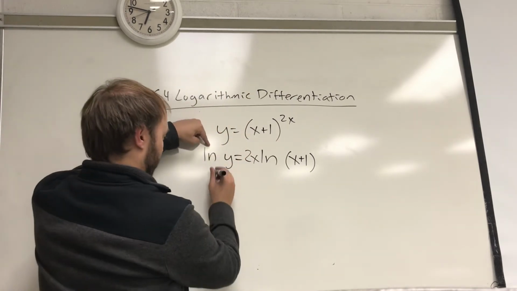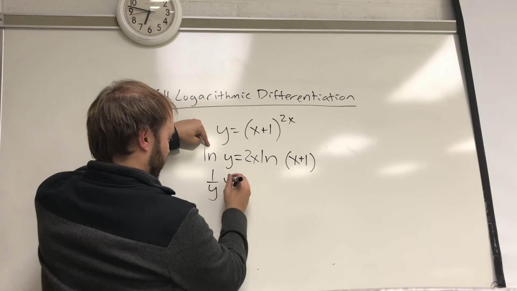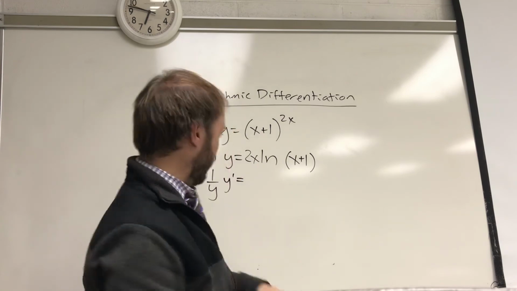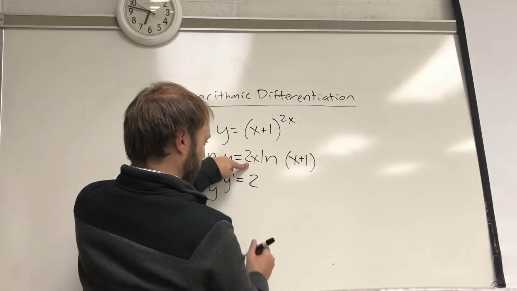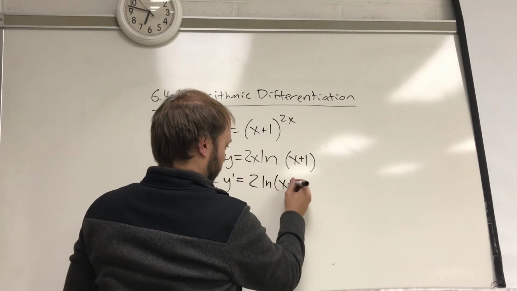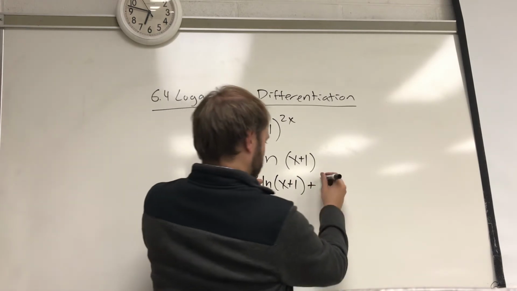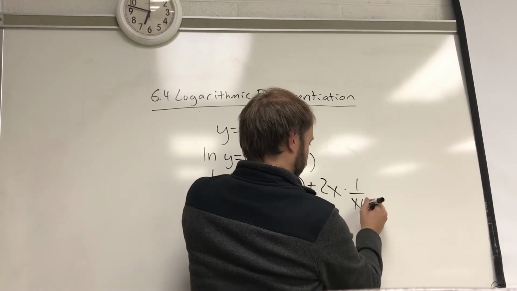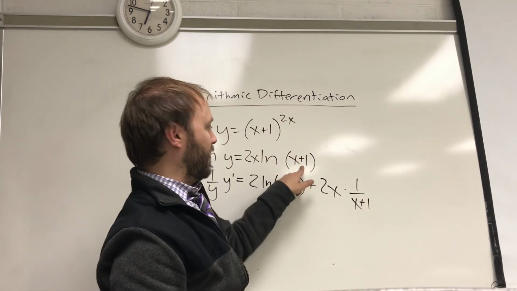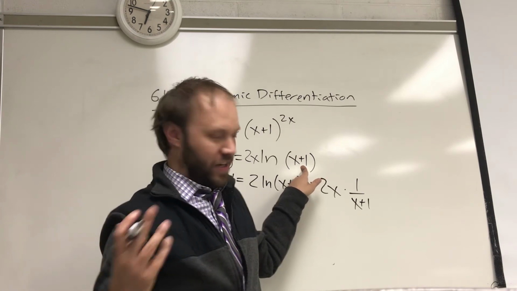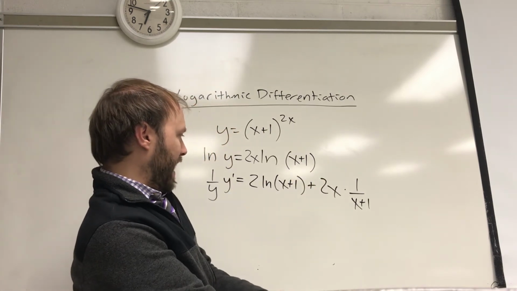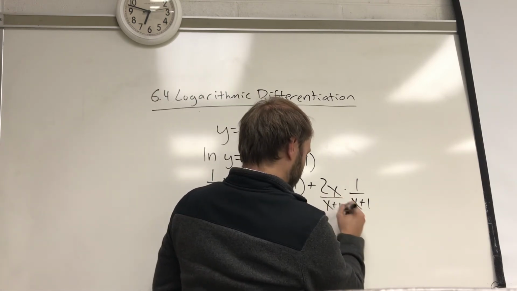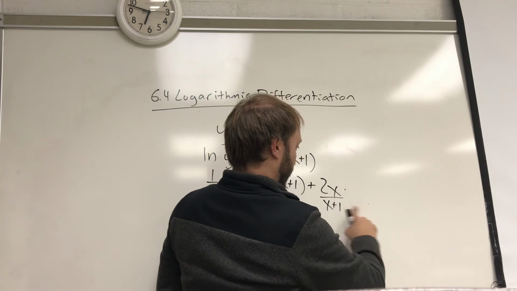So on this side, I get a 1 over y when I take the derivative times the derivative of the inside function. Over here, it's going to be messy, it's a product rule. Derivative of the first term is 2 times the second is ln of x plus 1, plus the first times the derivative of the second. This is going to be the reciprocal of x plus 1, and then multiply by the derivative of the inside function, but it's just 1, so it's not going to change anything. And so you might want to write this as 2x over x plus 1. A little neater, more concise way to write that.